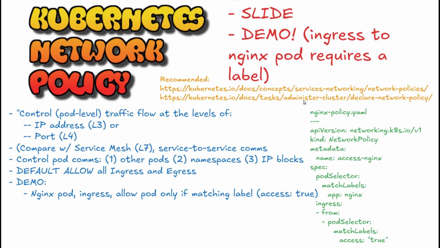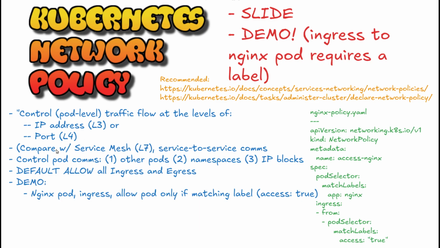As usual, it's pretty amazing, and here's a couple of URLs. If you Google it, you'll probably find these anyway. Now, what does network policy do? It controls at the pod level traffic flow at the levels of IP address, layer 3, or port, layer 4. And respectively, they are in the OSI networking model, if I remember, network layer and transport layer.